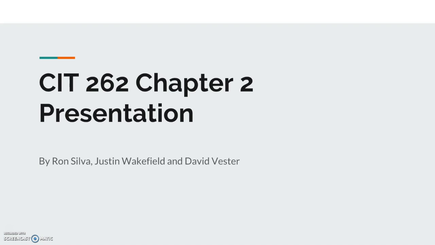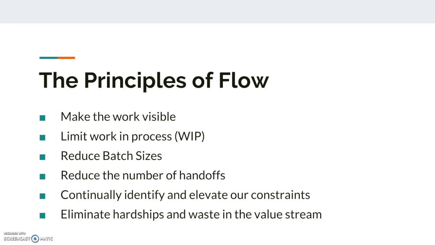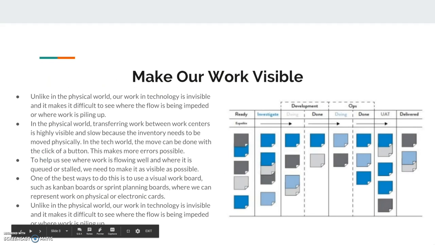flow in the workplace. And here's a basic overview of those principles of flow. They are to make the work visible, limit the work in process, reduce batch sizes, reduce the number of handoffs, continually identify and elevate our constraints, and eliminate hardships and waste in the value system. So the first principle is to make our work visible.